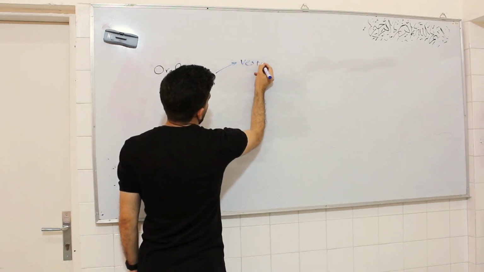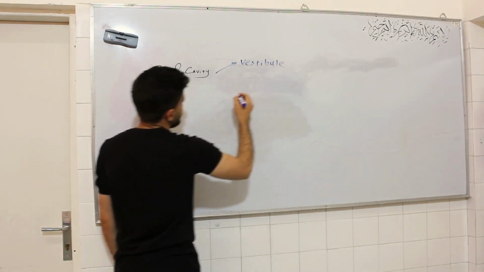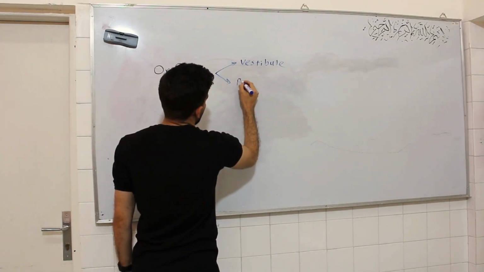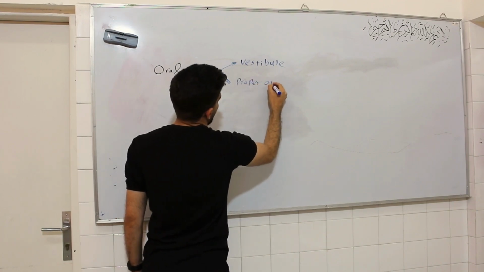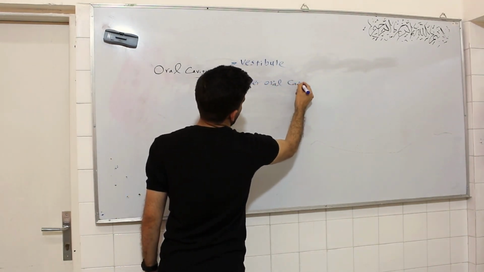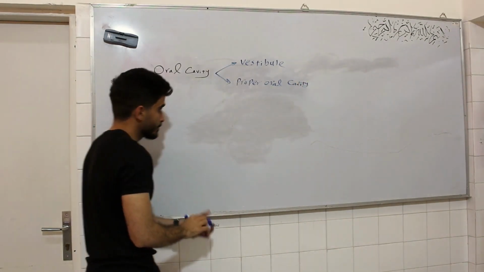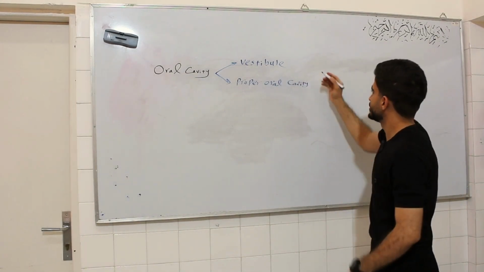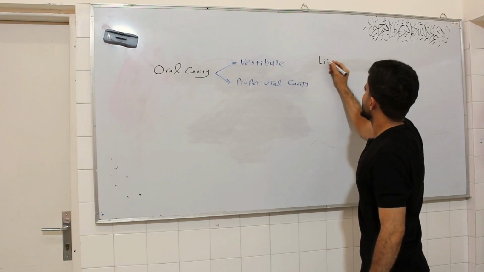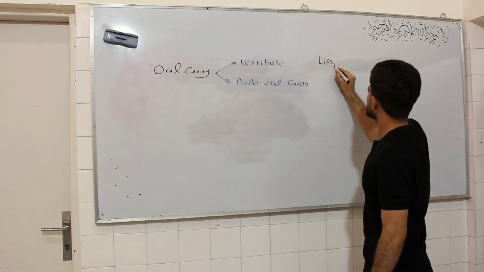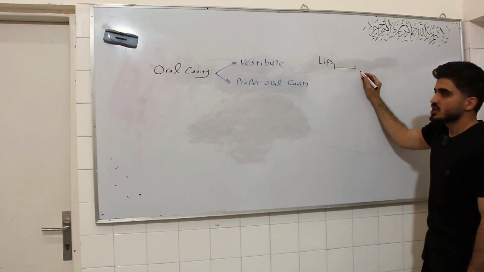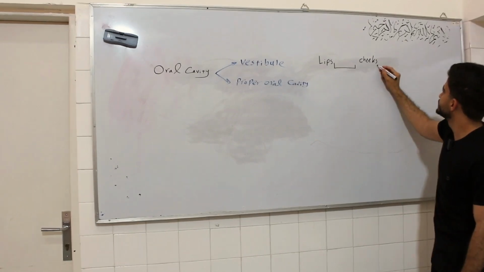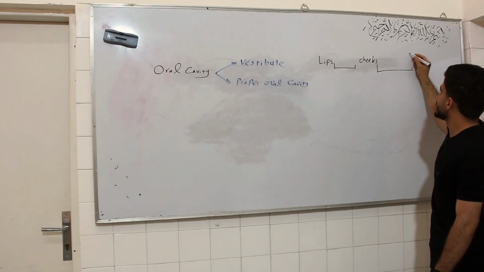vestibule and the proper oral cavity. The vestibule is a space located between the lips, cheeks, and teeth.